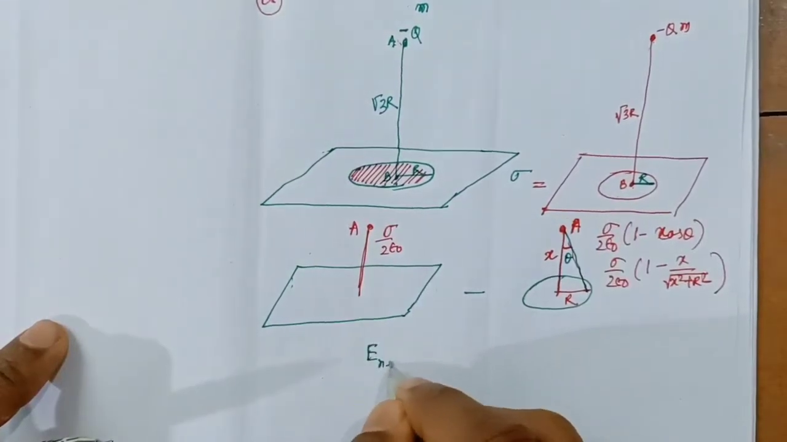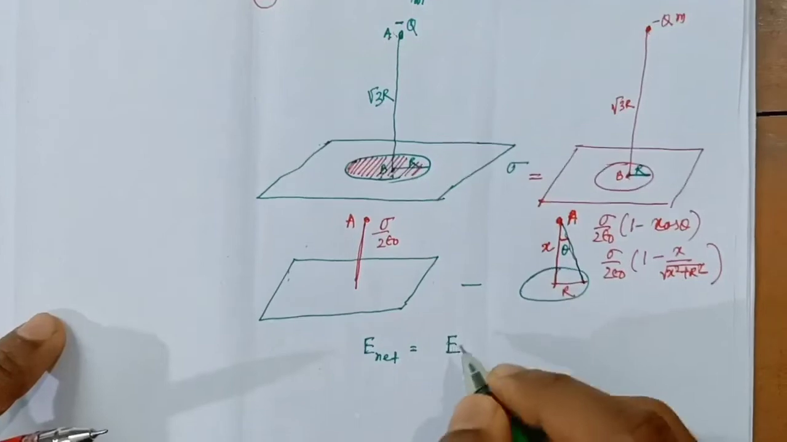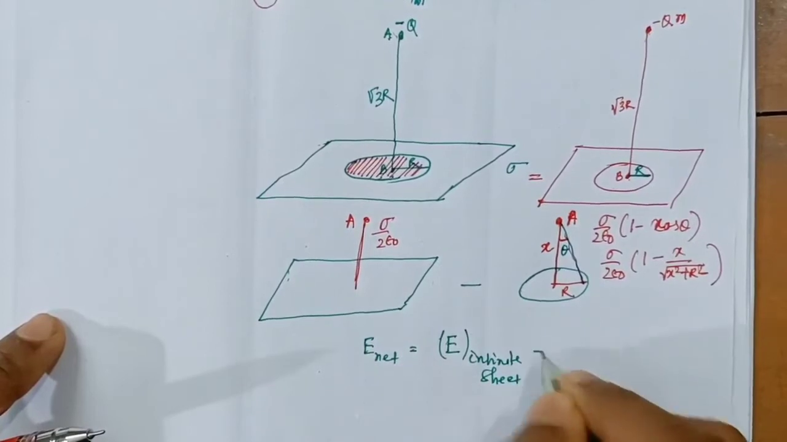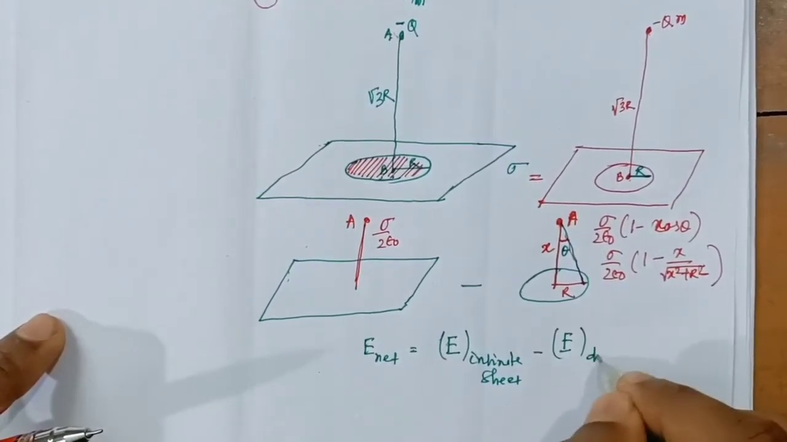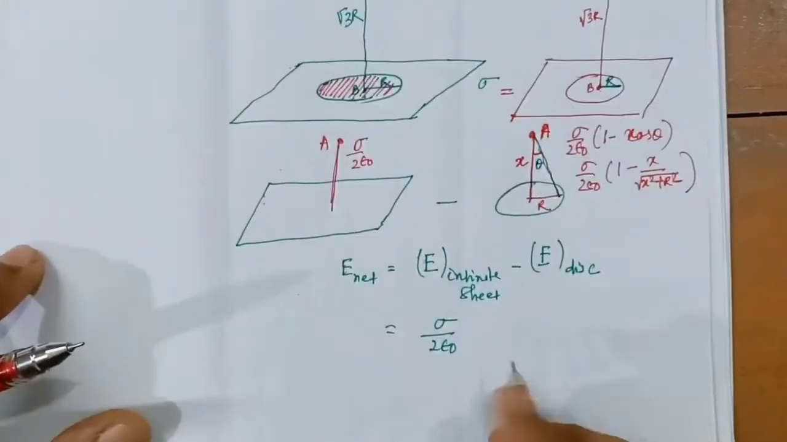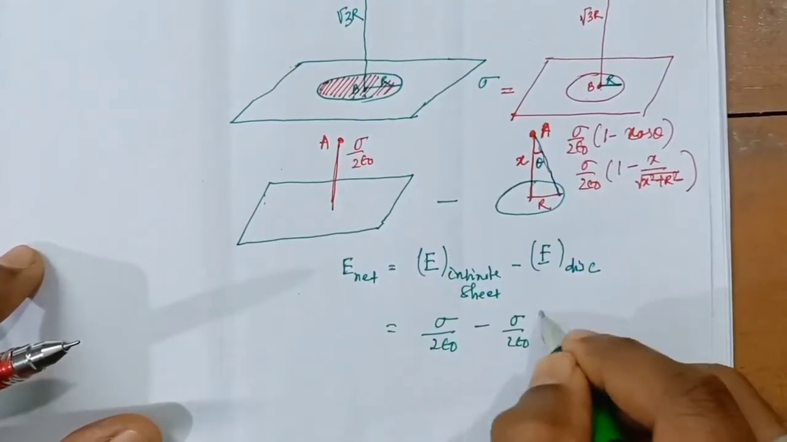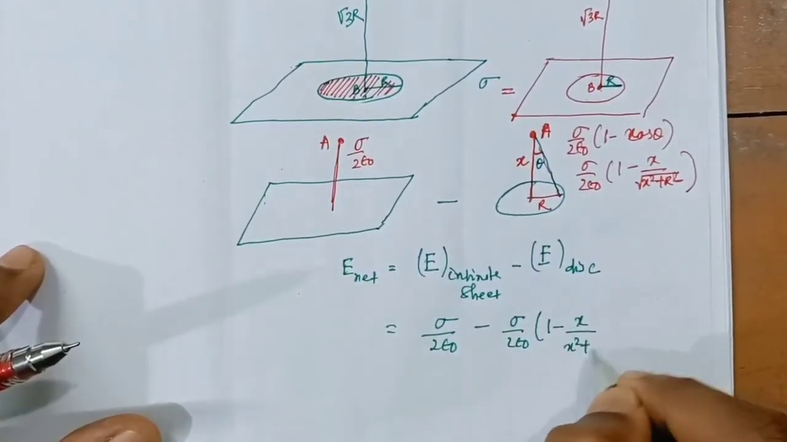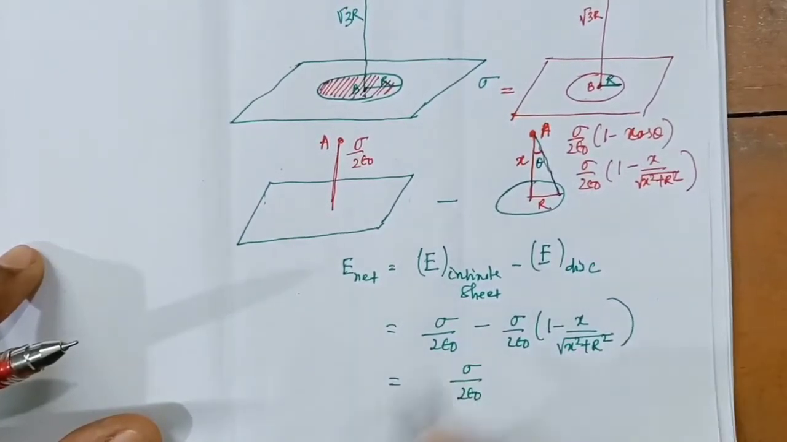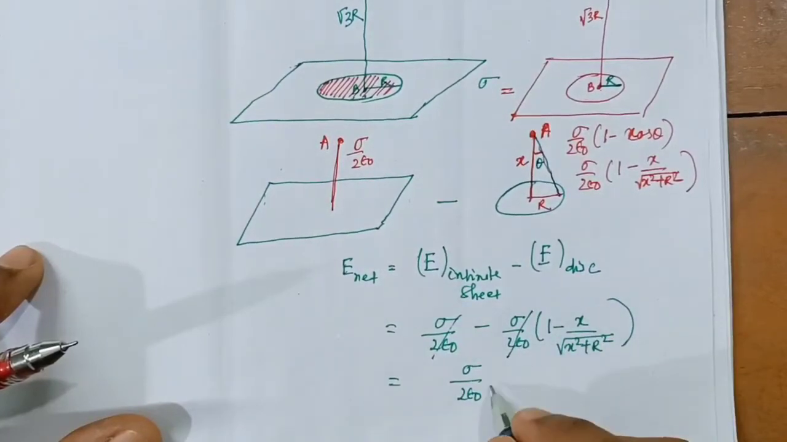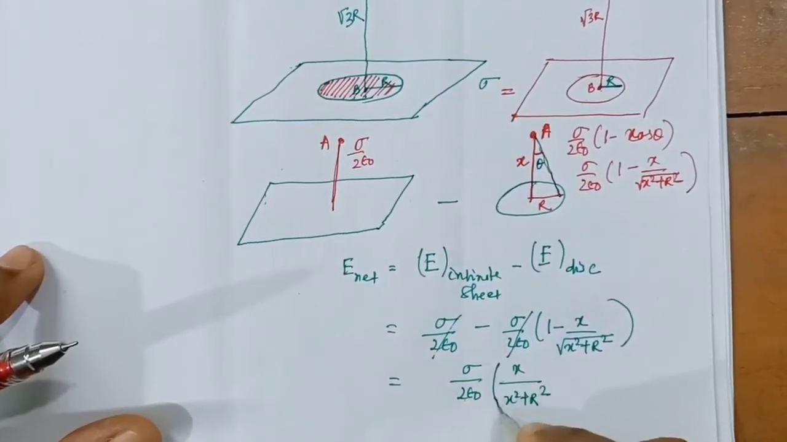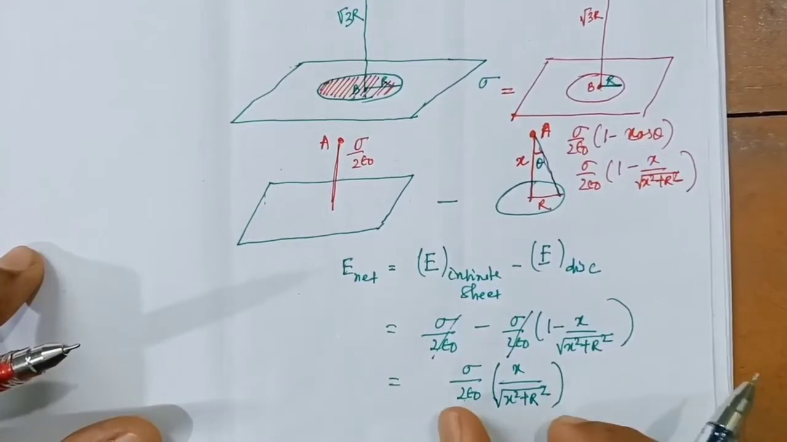So the net electric field is nothing but the electric field due to the infinite sheet minus the electric field due to this disk. So what expression is coming? Sigma by 2 epsilon naught minus sigma by 2 epsilon naught times (1 minus x upon root over of x square plus r square). This sigma by 2 epsilon naught has cancelled, and I will get the desired result: sigma by 2 epsilon naught times x upon root over of x square plus r square. This is the expression of the electric field.